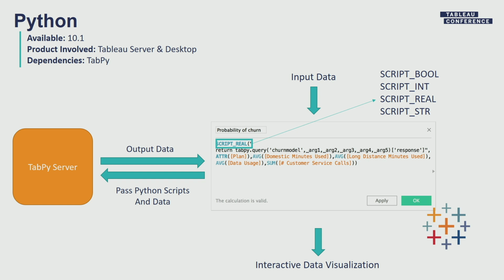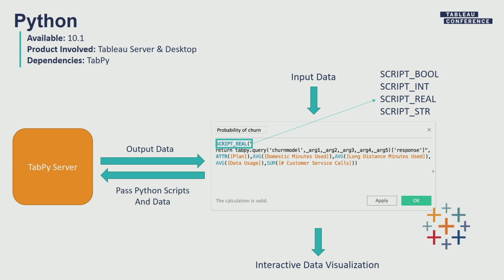For TabPy, you just need to create a calculated field in Tableau and set up a TabPy server. Then you send the data and the script that you created in the calculated field to the TabPy server. The TabPy server is actually processing the data and the script and sending the data back to Tableau, so you can visualize the outcome in Tableau.